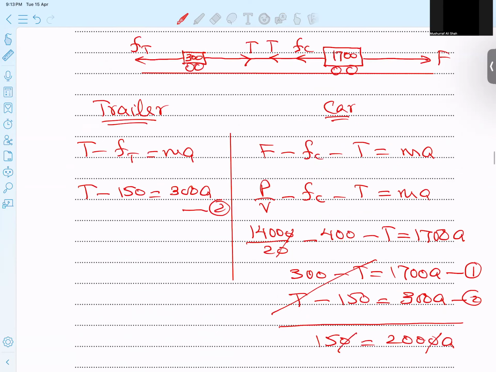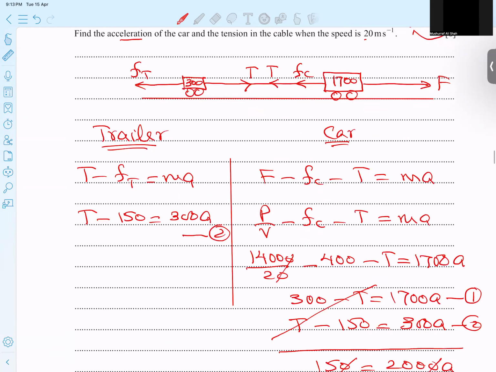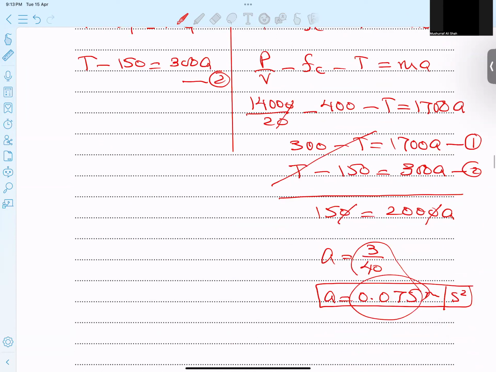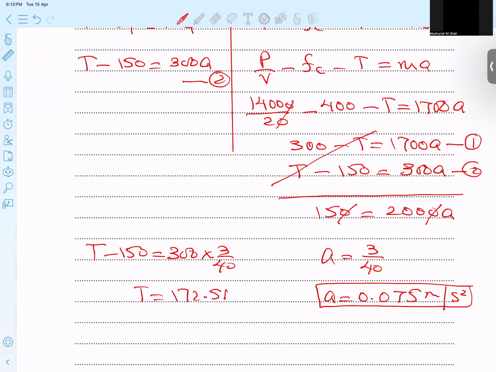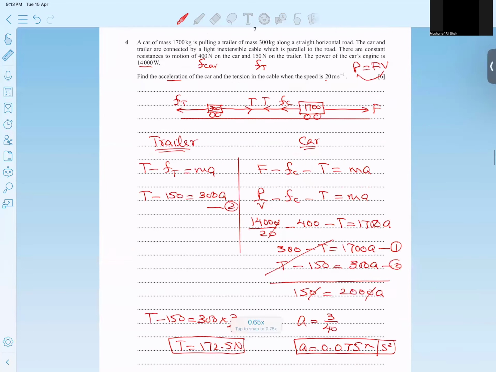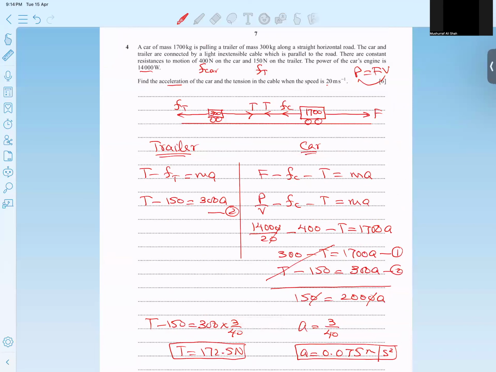But he is asking what? Find acceleration and tension. So this value I can plug in there to get the tension, and tension minus 150 equals 300 times 3 over 40. So into 300 and plus 150, and we got 172.5 newtons. So alhamdulillah rabbil alameen, I believe you got the point, and the question is very clear.